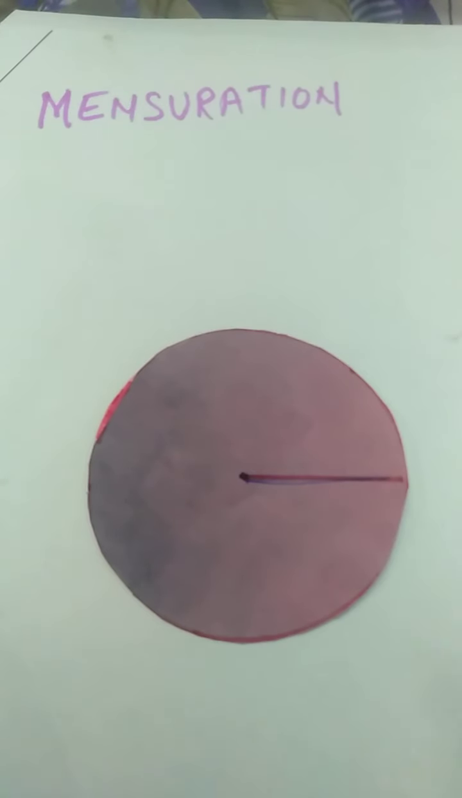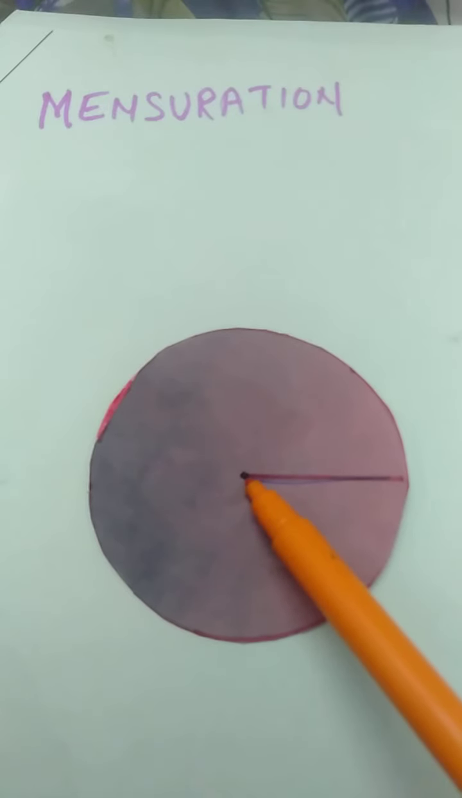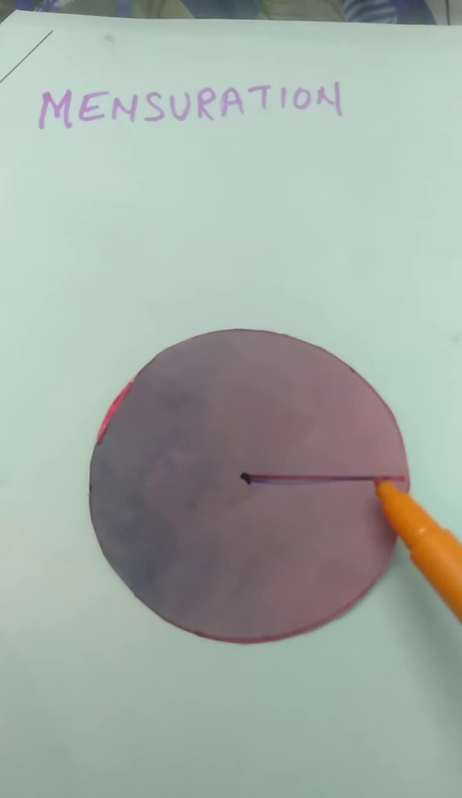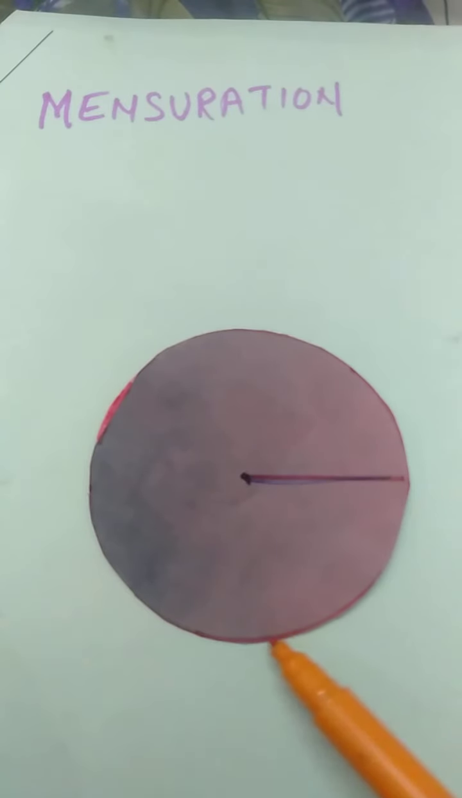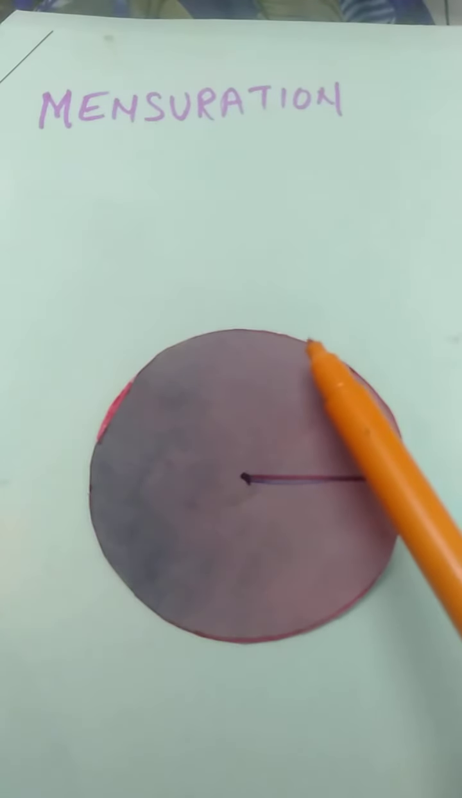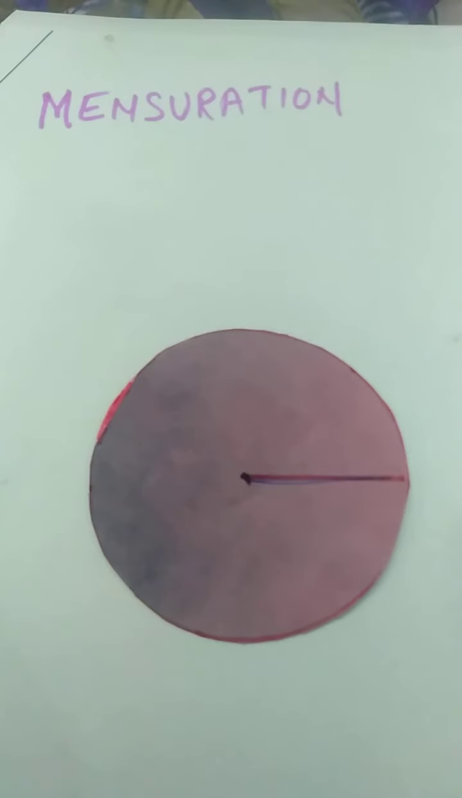The first one is the circle. In this circle we can see that a center point is there and this line is the radius. This outermost boundary is called the circumference, and it is also called the perimeter. Perimeter is the length of the outermost boundary. In case of the circle, it is called the circumference.